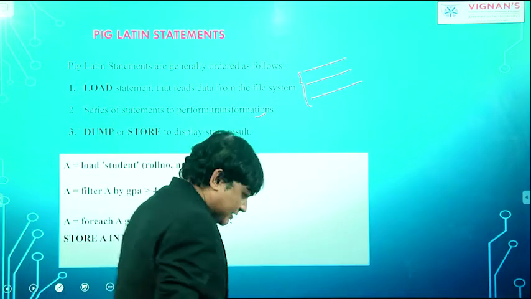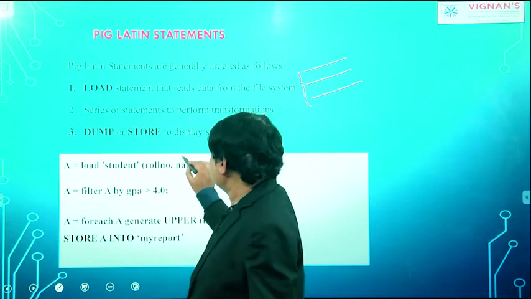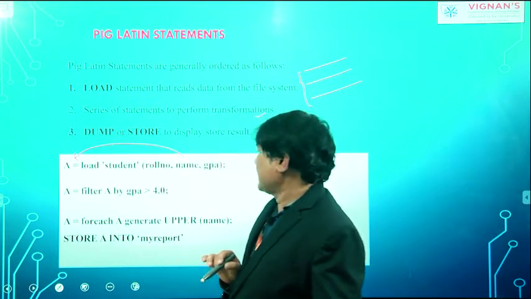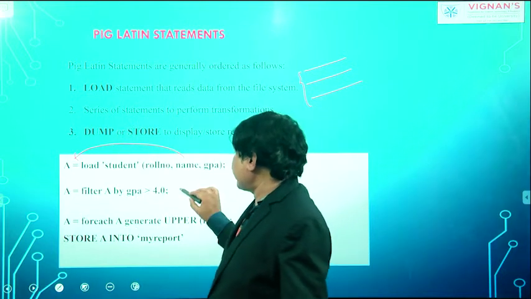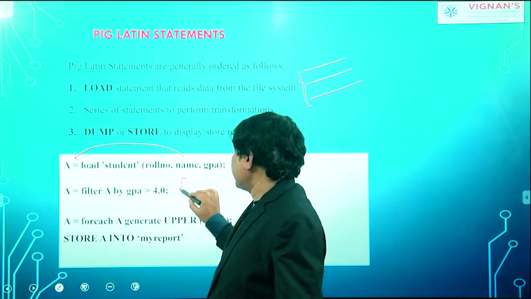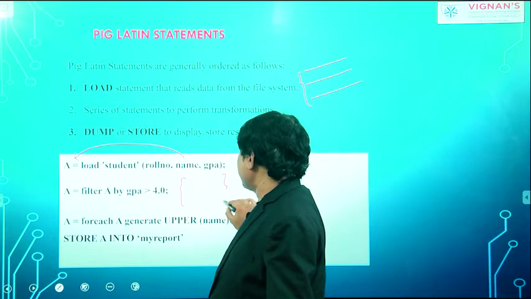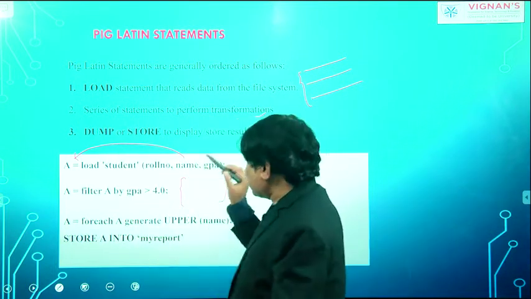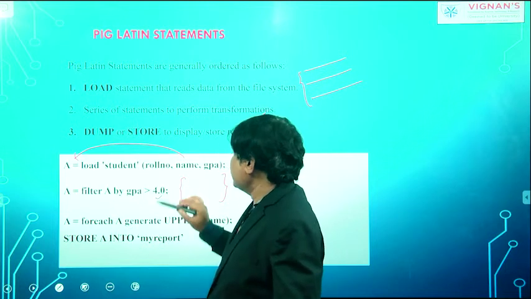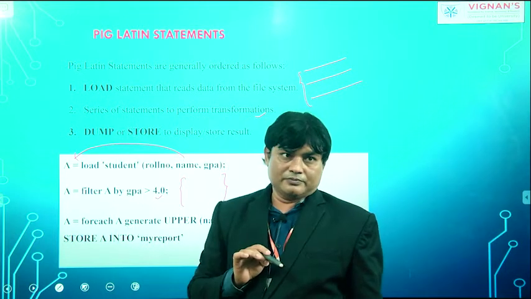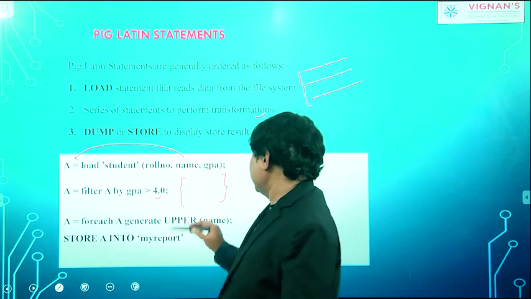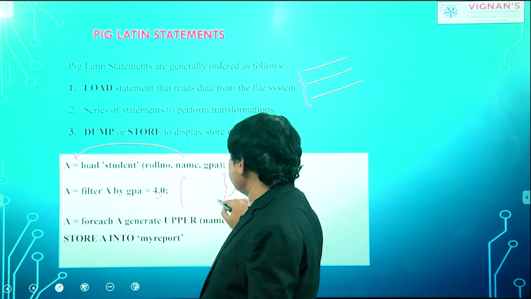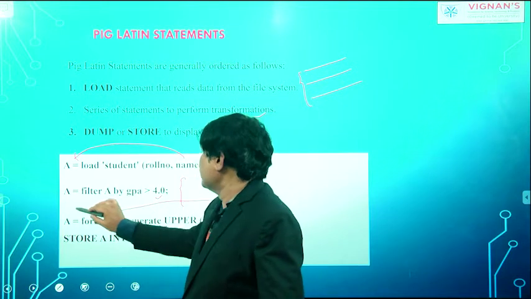Here, what are you doing first? You are loading into which relation? Relation A. Then what are you doing? You are doing some kind of transformation. This is going to be called what? Transformation. It means I am going to filter the students based on the GPA greater than 4.0. So here the transformation is going to take place.